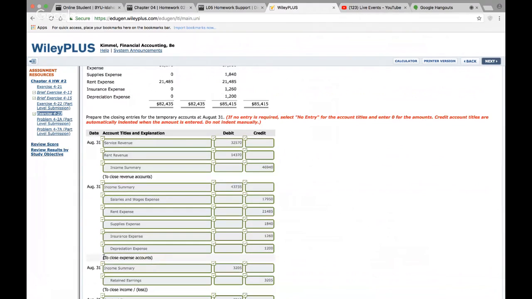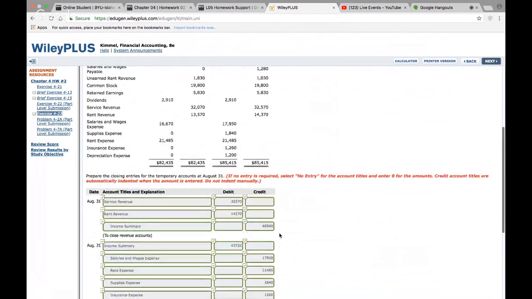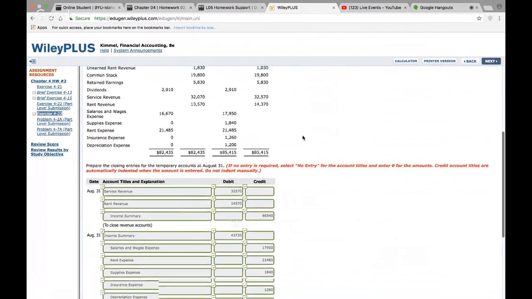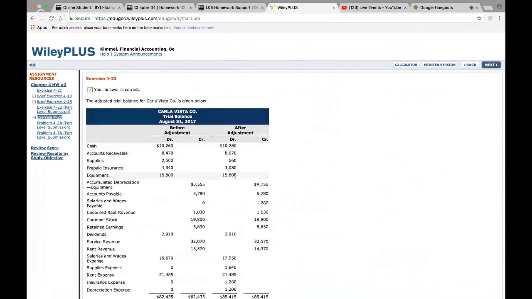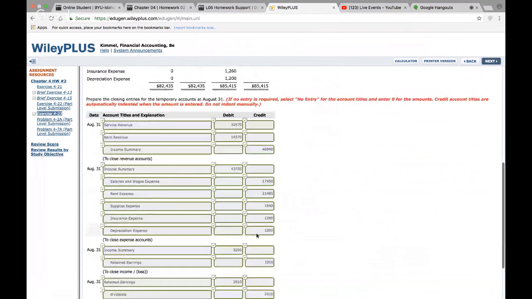The next one, we're going to close the expense accounts. So we look at all of our expenses: supplies, rent, insurance, and depreciation. Again, we're focusing on the right-hand side, so that's where I got my numbers. This time we're debiting on this side, so we want to credit, do the opposite when entering the numbers. We're going to debit the income summary. At first, you don't have this number, so you don't enter anything there just yet. I will explain how I got that number.